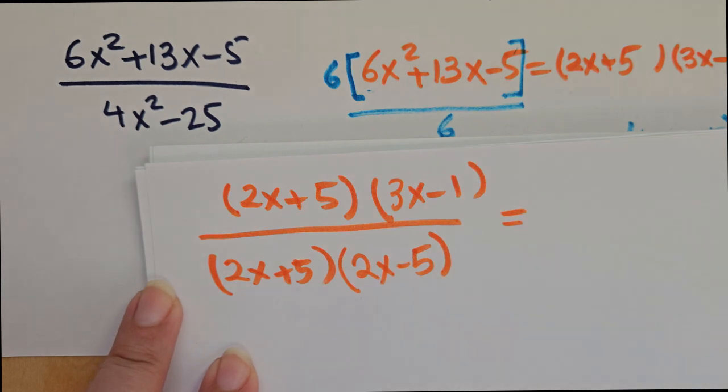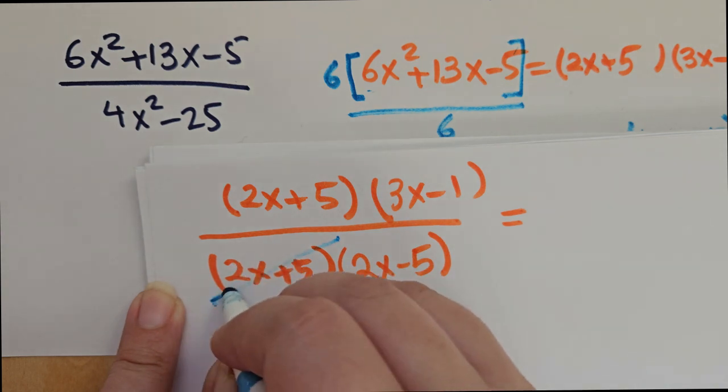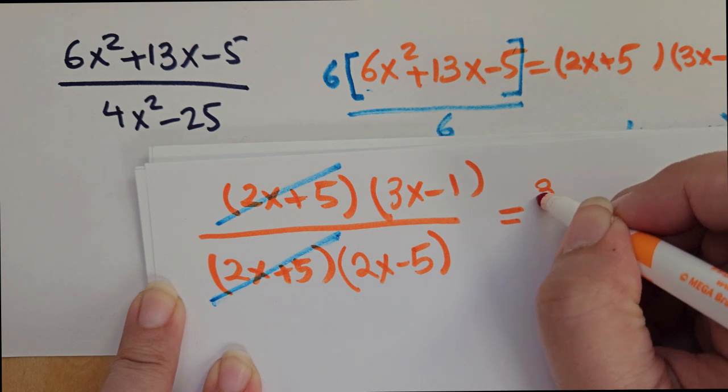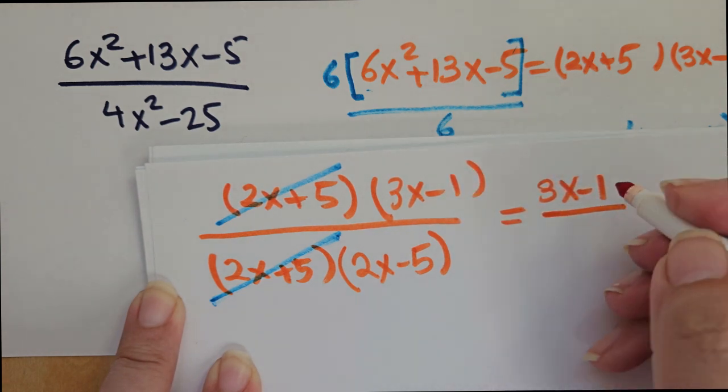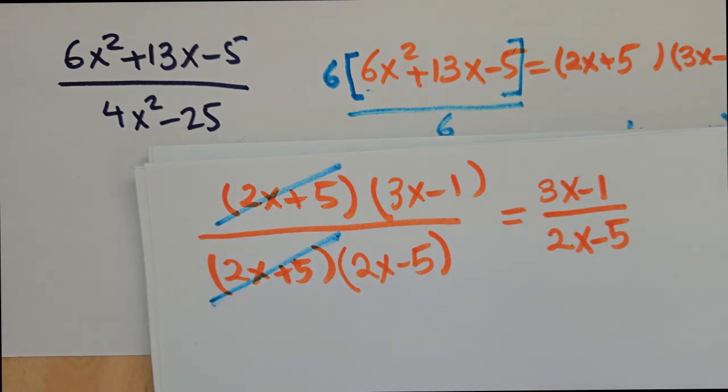So the next step would be finding the common brackets and canceling out. I guess this one can be canceled out with this one, and the final answer would be 3x minus 1 over 2x minus 5. This is the final answer. You cannot go any further, and this is the simplest form you can get.